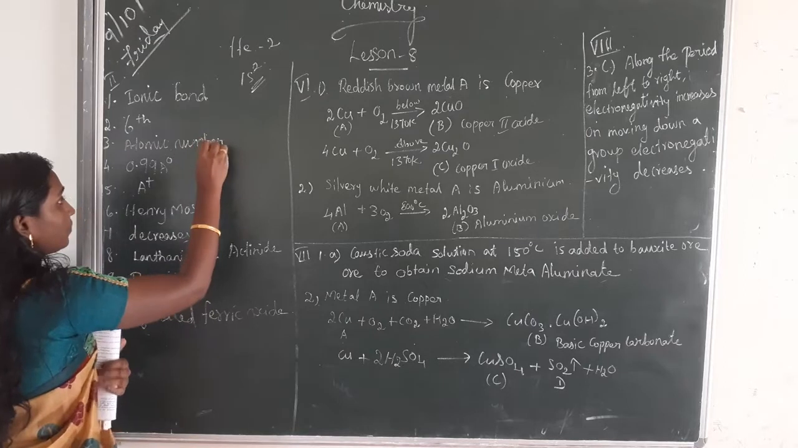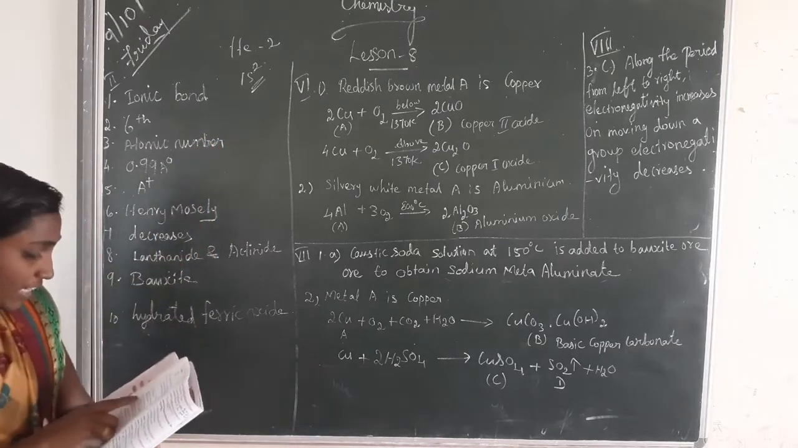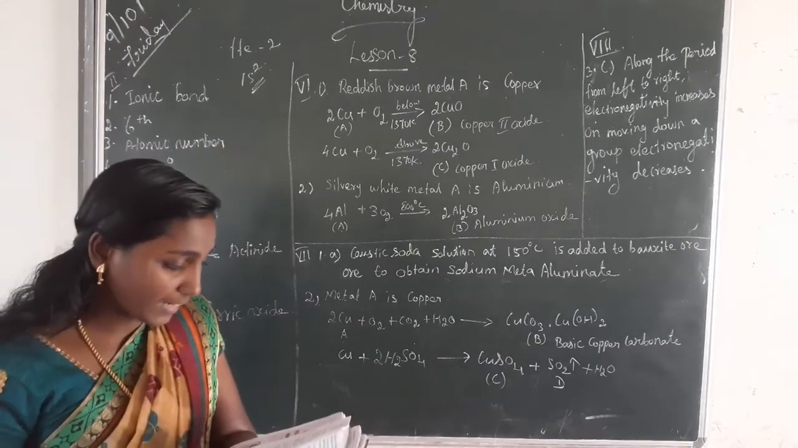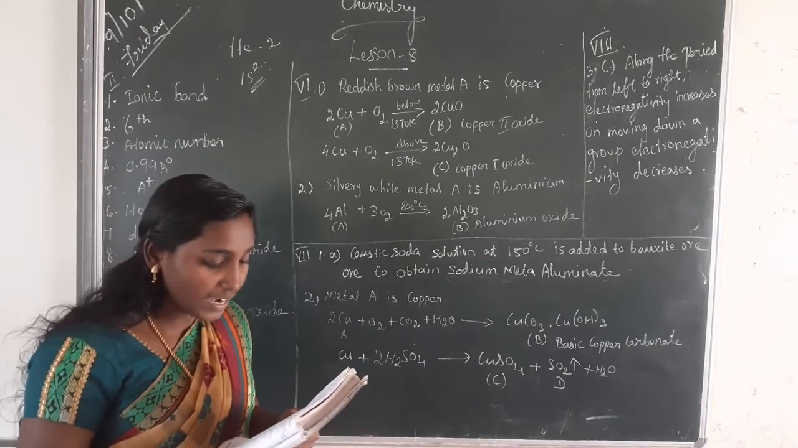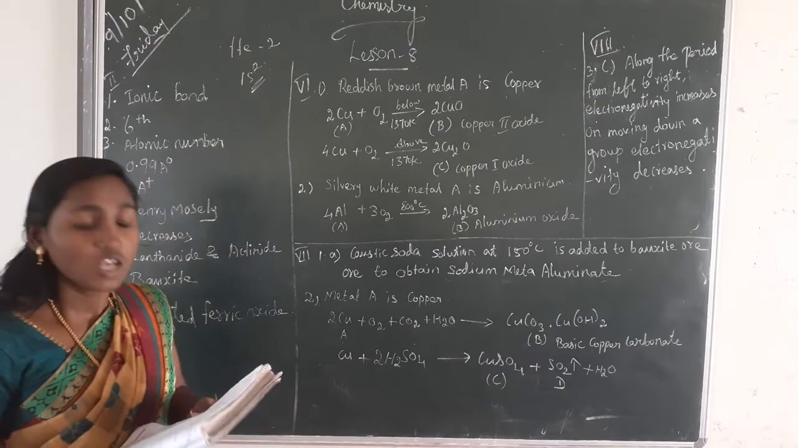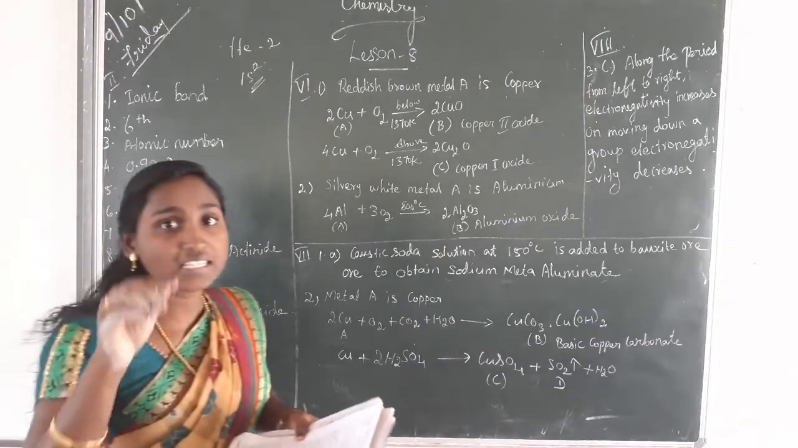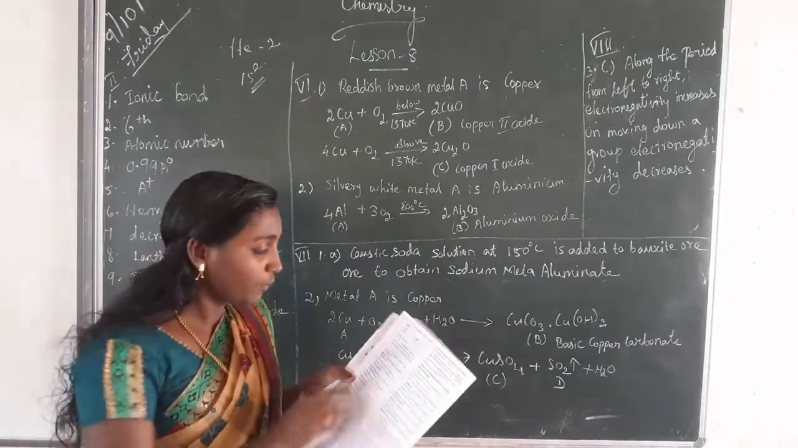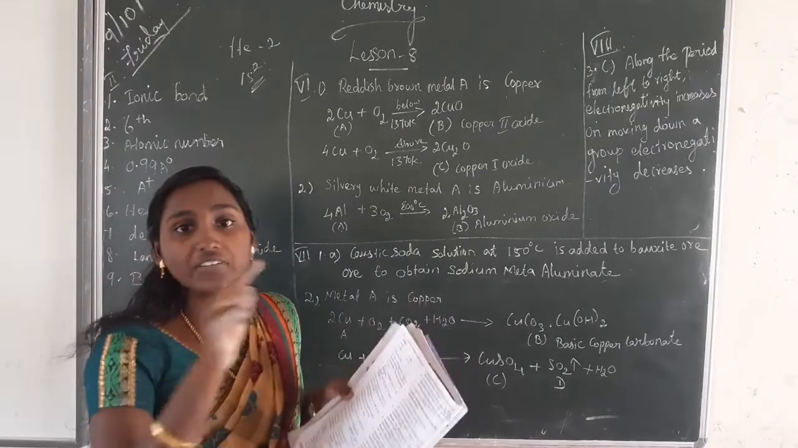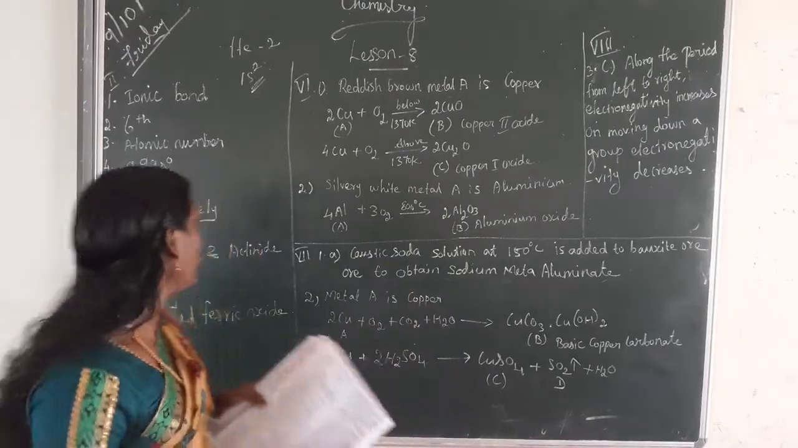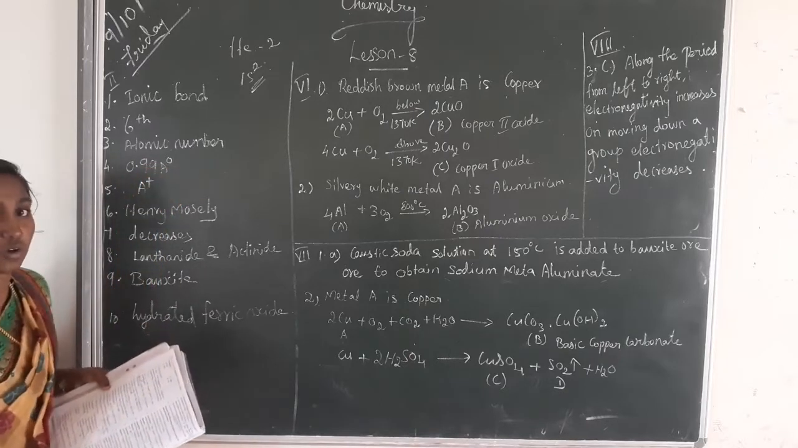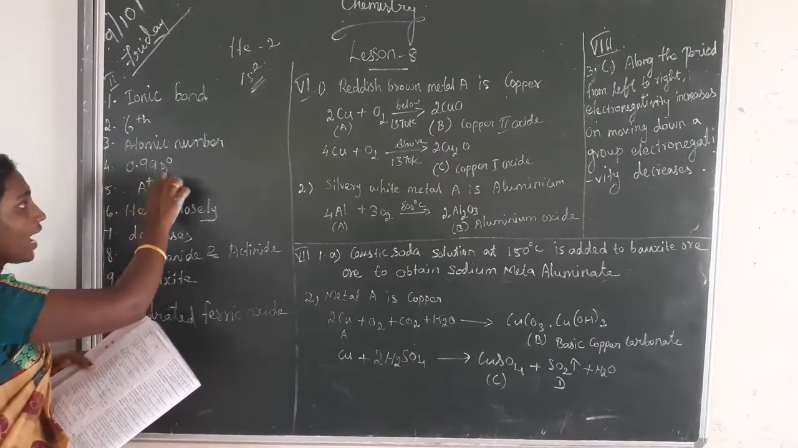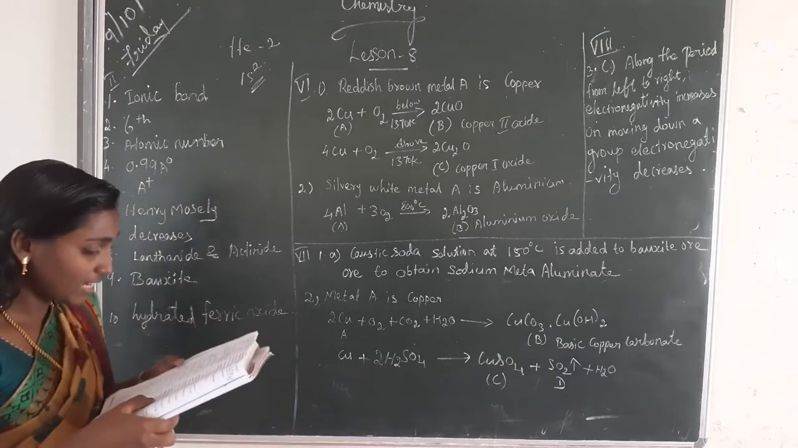Then fourth one, if the distance between two chlorine atoms in the Cl2 molecule is 1.98 angstrom, the radius of chlorine atom is dash. So for radius we should divide by 2. So 1.98 angstrom divided by 2, we get the answer 0.99 angstrom. Okay, 0.99 angstrom. Then see the next question.